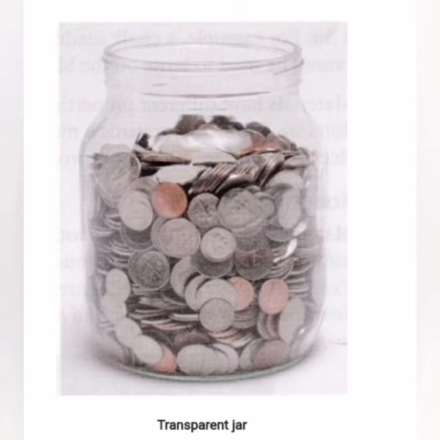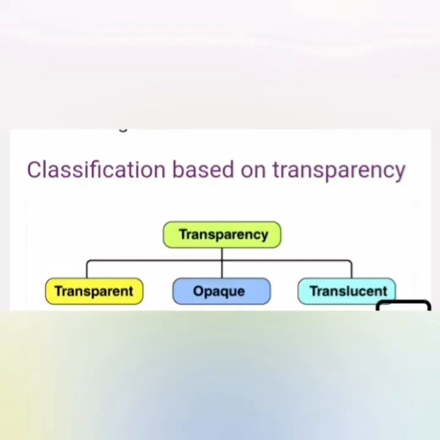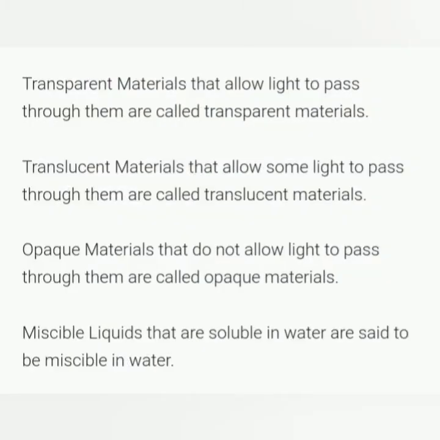On the basis of visibility, on the basis of transparency, material is divided into three parts: transparent, opaque and translucent. And what are transparent objects? Transparent objects are those through which light may pass. Examples: glass, some plastic sheets, sugar and salt solution in water.